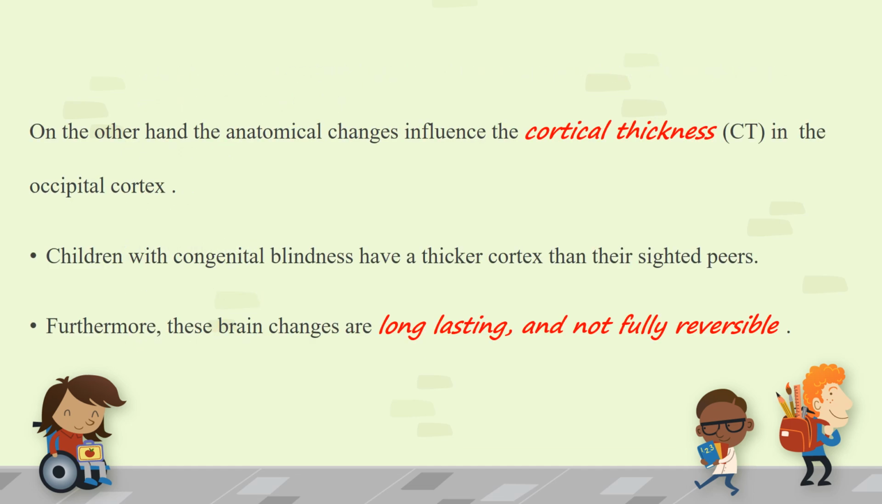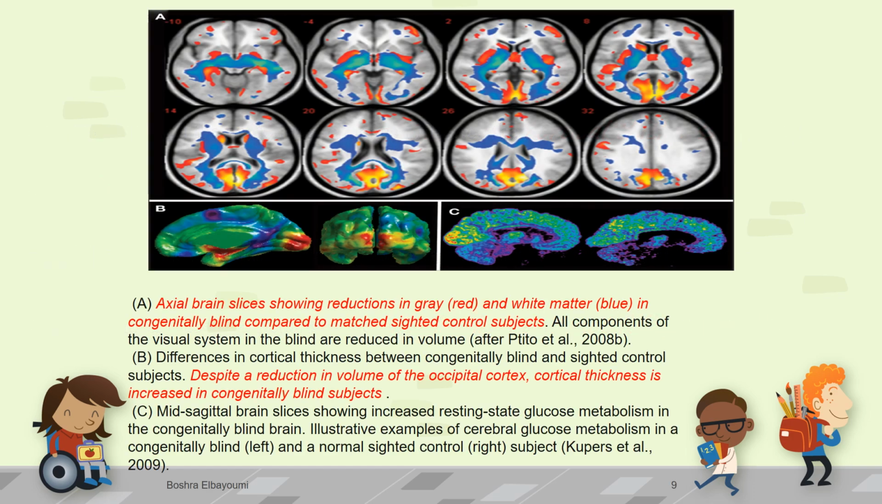On the other hand, anatomical changes influence the cortical thickness in the occipital cortex. Children with congenital blindness have a thicker cortex than their sighted peers. Furthermore, these brain changes are long-lasting and not fully reversible. These are axial brain slices showing reduction in gray and white matter in congenitally blind compared to matched sighted control subjects. Despite a reduction in volume of the occipital cortex, cortical thickness is increased in congenitally blind subjects.